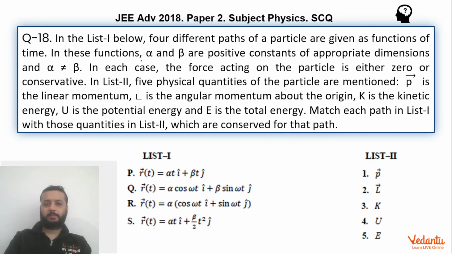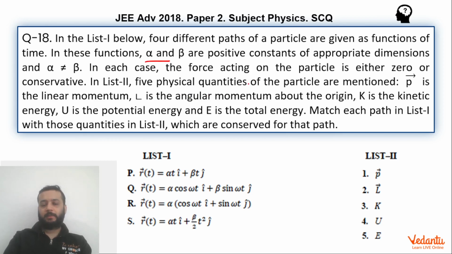In this question, it has been given that there is a particle which moves in four different ways. So in entry P, the movement is governed by this equation. Position vector is varying as per this equation. In entry Q, position vector is varying according to this law, and so on and so forth. Alpha and beta are positive constants.